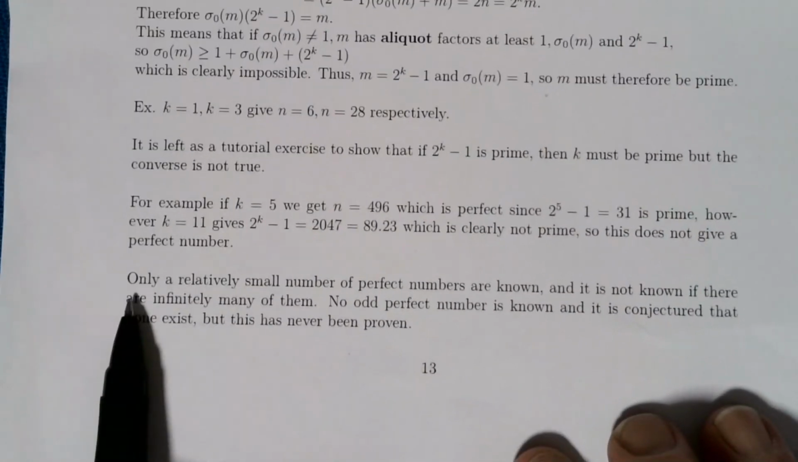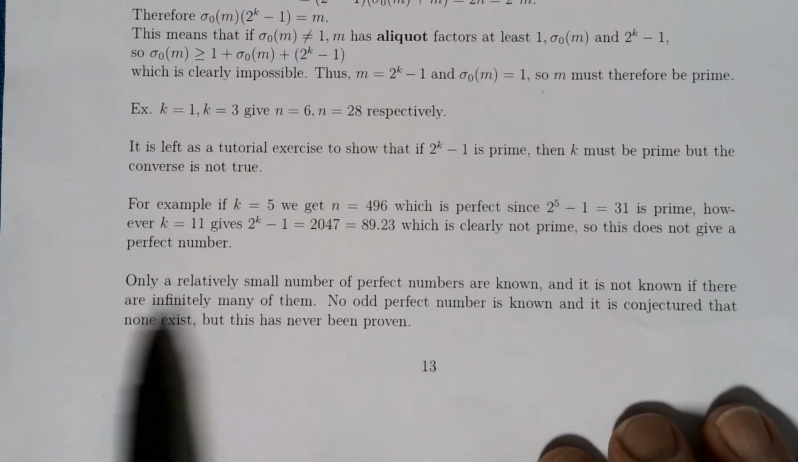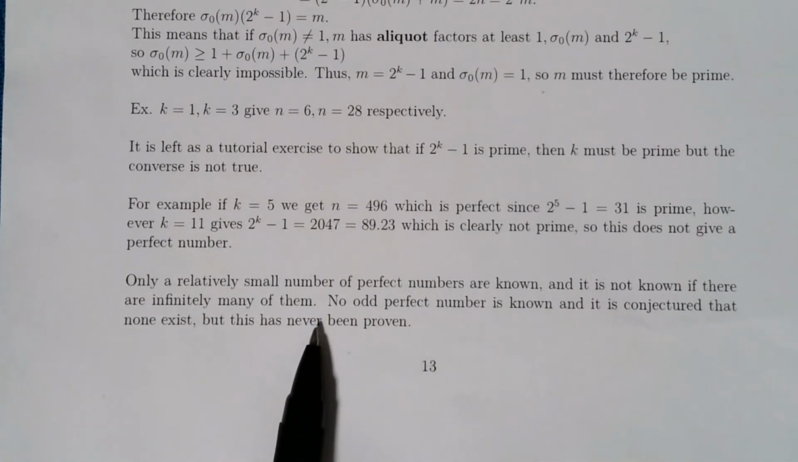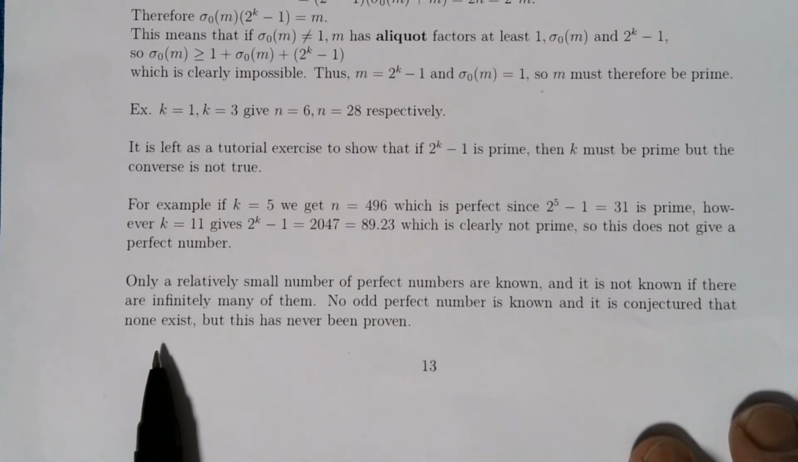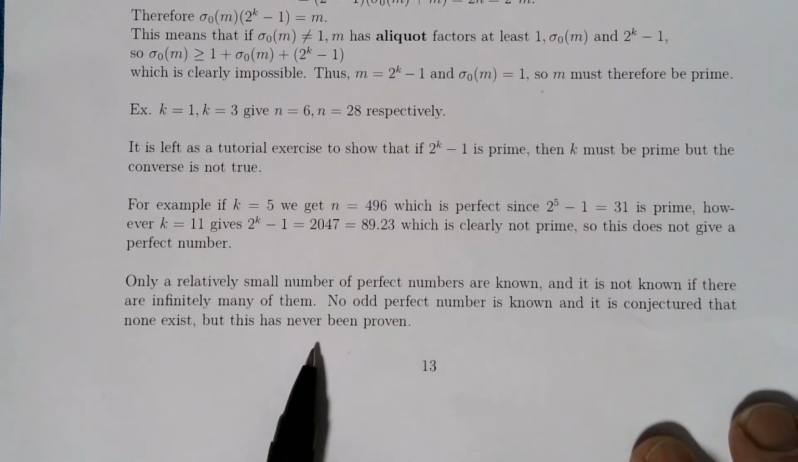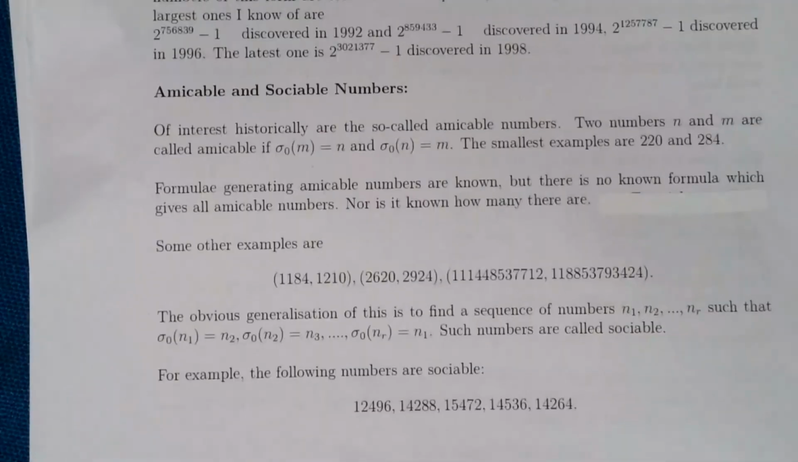Only a relatively small number of these perfect numbers are known. It's not known if there are infinitely many of them. These are unsolved problems. No odd perfect number is known, so we only know even perfect numbers. It's been conjectured that none exist. That's another unsolved problem. Are there any odd perfect numbers? The answer is we just don't know at this stage. None have been found by using computer searches.